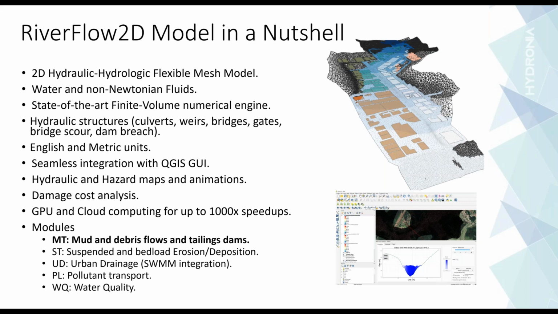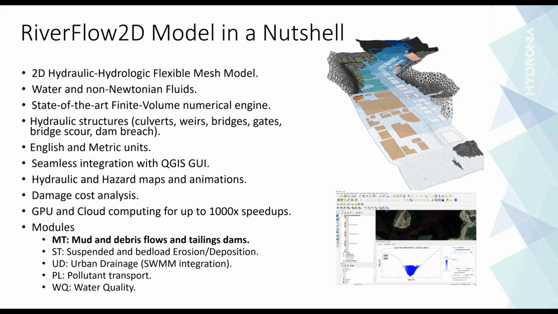With the GUI, the model can produce hydraulic and hazard maps, and also animations. We have recently added the option to calculate maps for damage cost. If you have vulnerability cost functions for different areas, then you can develop maps that tell you how much a flood would cost, depending on those functions and on the hydraulic conditions that the flooding creates.